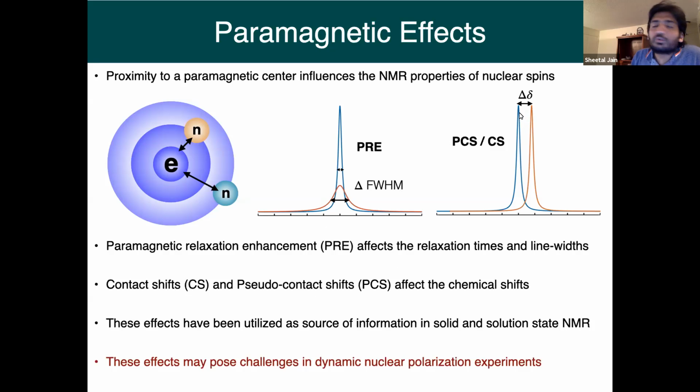Now, these effects can also be anisotropic, and I'll not go into the details, but in that case, the chemical shift anisotropy pattern will also change. In literature, both the PRE and the pseudo contact shift effects have been utilized extensively for gathering structural information in both solid state and solution state NMR. However, under DNP conditions, sometimes these effects may cause some complications in NMR spectra.